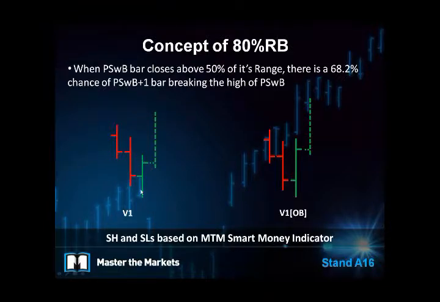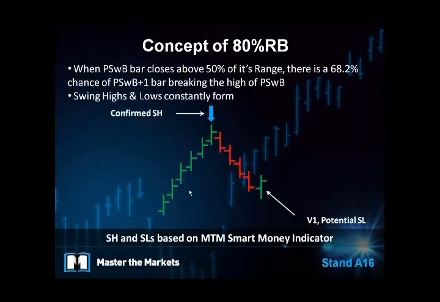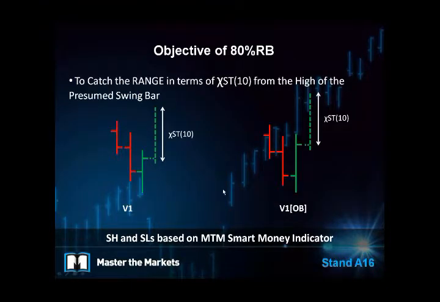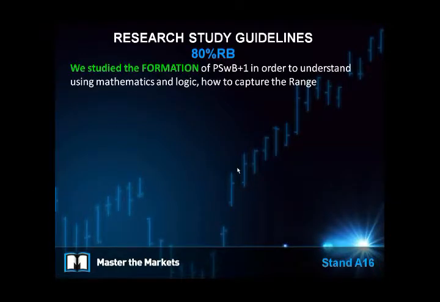So we call the first bar here in the V1 pattern, this green one, PSWB. PSWB plus 1 is this bar just here. PSWB plus 1 has a 68.2% chance of breaking PSWB's high if PSWB has closed 50% above its mid-range. And that's how this whole thing works. And the objective of the 80% RB is to capture the range from open through high, in this example, or open through low if you're taking a short V1 opportunity, which we are on the euro dollar. So that's the whole objective of the 80% RB.